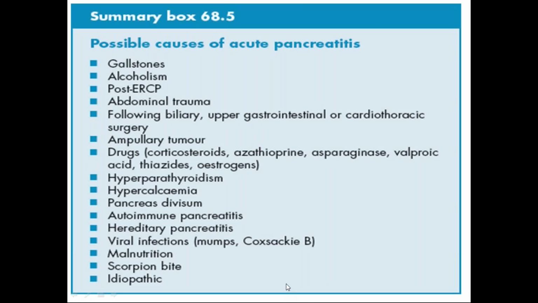This table summarizes different causes of acute pancreatitis. The most common is gallstones. The second most common is alcoholism, and then post endoscopic retrograde cholangiopancreatography, a complication of the procedure seen in roughly 2 to 3% of cases. Other causes include abdominal trauma, surgery in the region of the pancreas, like biliary, upper gastrointestinal, and cardiothoracic surgeries. It is also a feature of ampullary tumors.